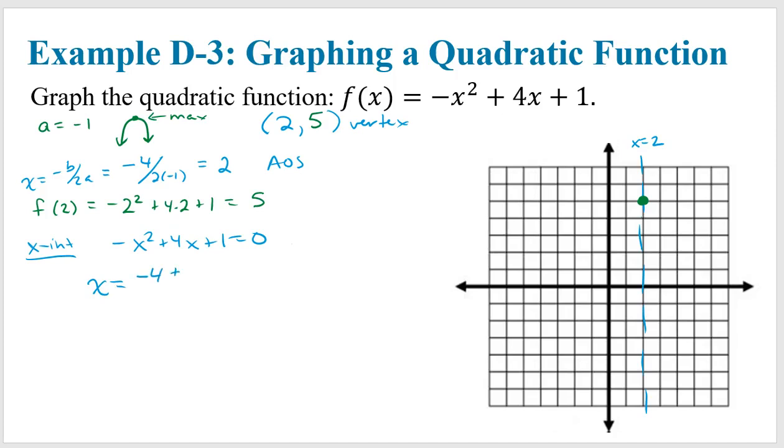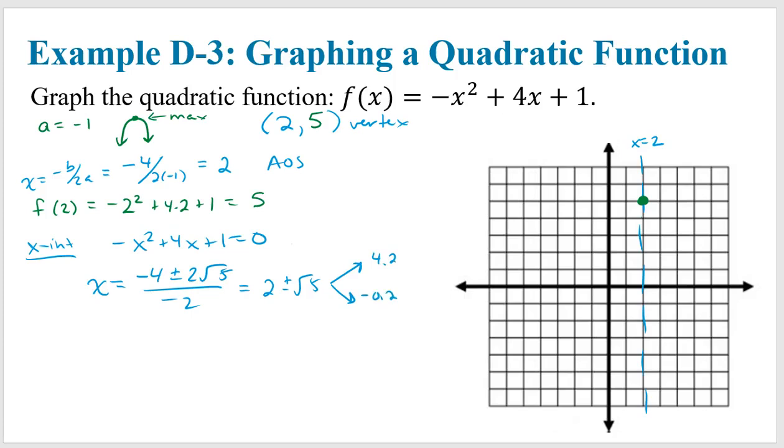So negative 4 plus or minus 2 root 5 over negative 2, and that will all simplify if we factor out a negative 2, which will simplify to 2 plus or minus root 5. And if you do the decimal approximations of those, you get about 4.2 and negative 0.2.